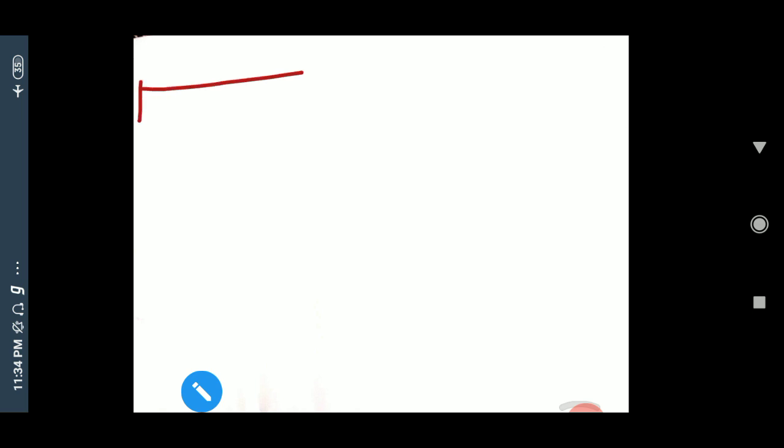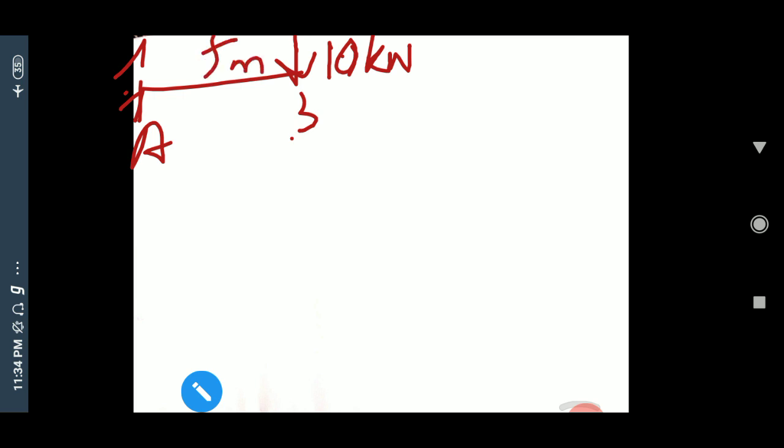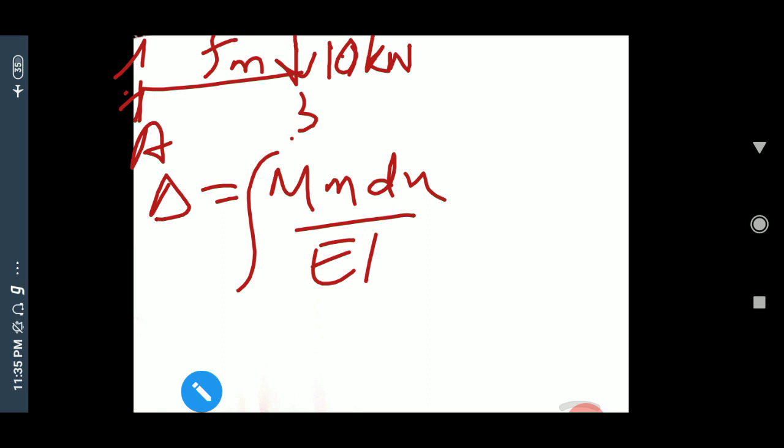If we draw the diagram over here, this is the original beam. Load was acting 10 kilonewton, point B, and this is point A, and this is 5 meters. We know deflection is capital M small m into dx by EI. So what is the M? M is actually moment due to actual load. So this is the actual load, which is 10 kilonewton.